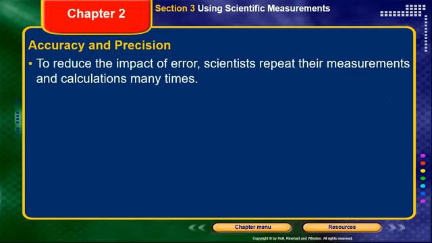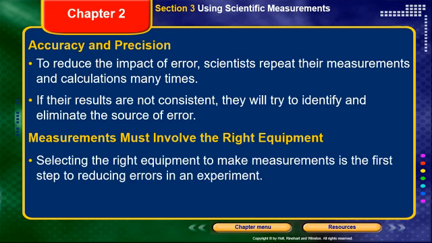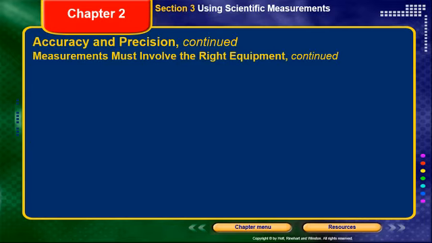In order to reduce the impact of error, scientists repeat their measurements and calculations many times. If the results are not consistent, they will try to identify and eliminate the source of error. Notice that selecting the right equipment to make measurements is the first step in reducing errors in a measurement. For example, if we are going to be measuring volume, we have a few different instruments we can use. We have a beaker, a buret, or a graduated cylinder. Those all measure volume. The question is, which do we use?